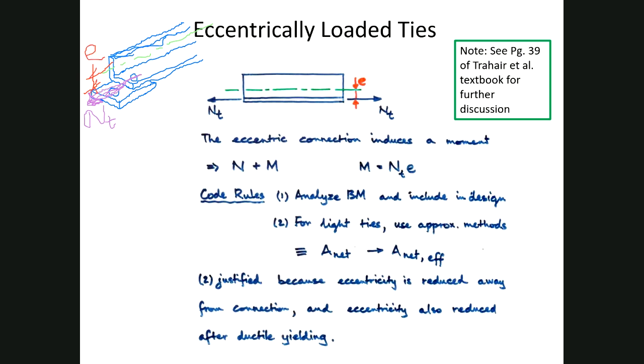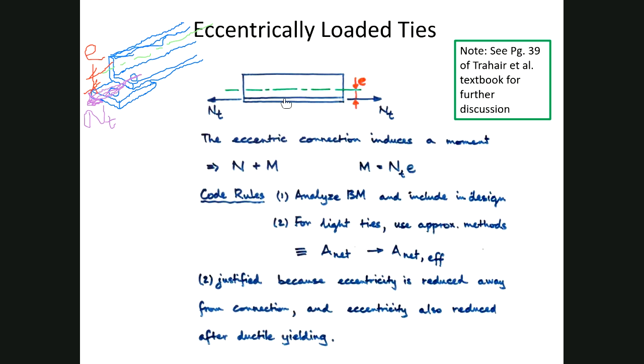That's an eccentricity, and we know that a moment is equal to a force times an eccentricity. If we have a force that's pulling out here, with an eccentricity E from the centroid, the force is away from the centroid of the section. Therefore, that's going to put some sort of bending moment into the section.